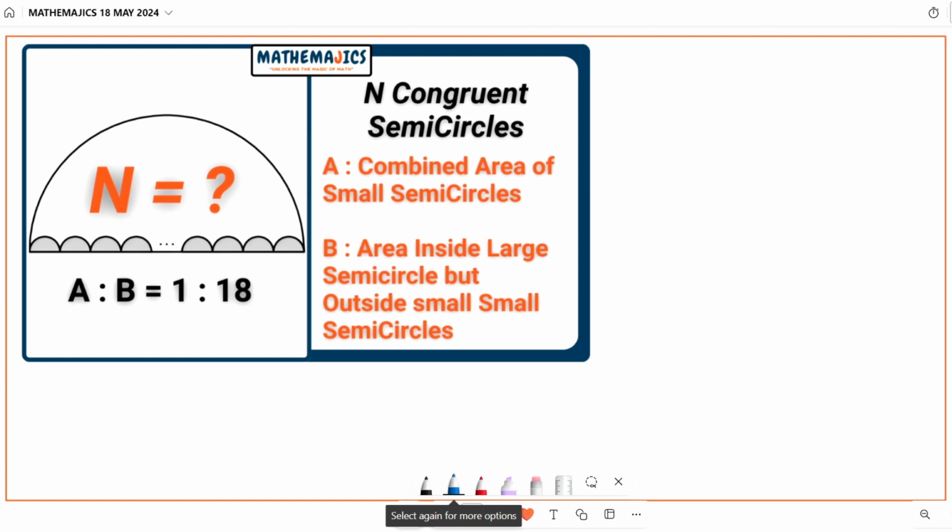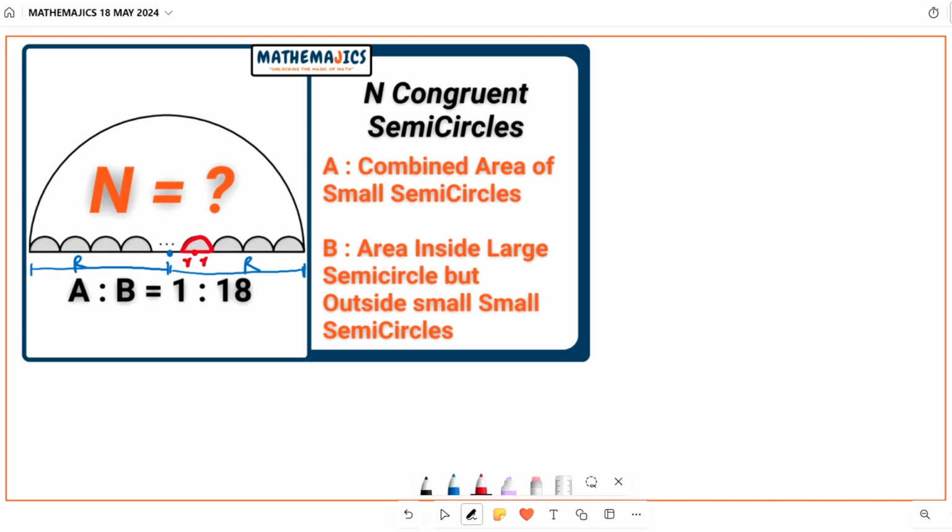So first of all, let this be the center of the large semicircle and this be the radius. Let the radius of the large semicircle be capital R. Now let's choose one of the semicircles, this one. Let the radius of this semicircle be small r. The radius of all the small semicircles is small r because all of them are congruent semicircles.